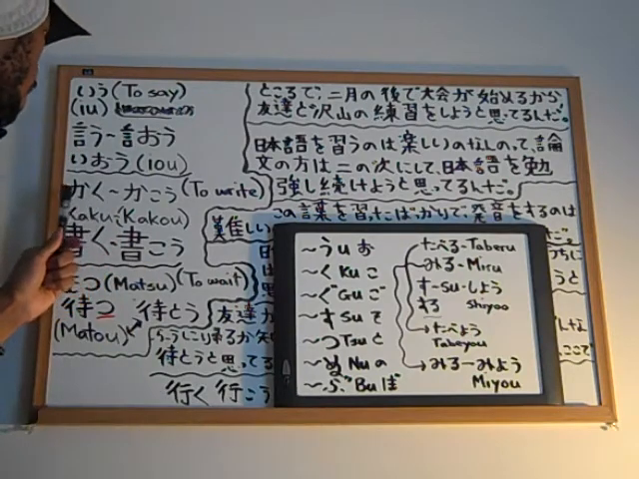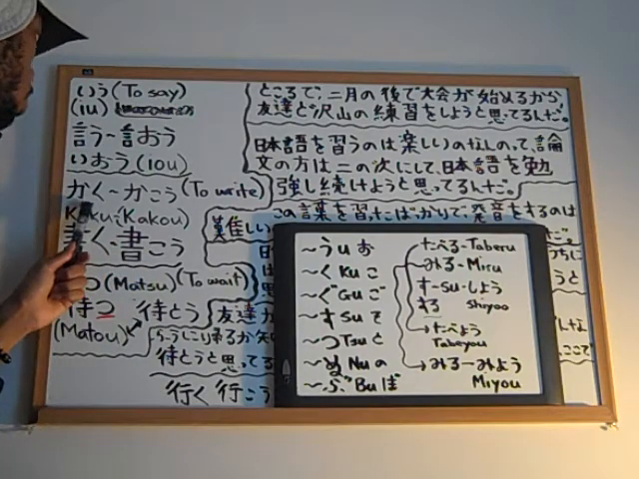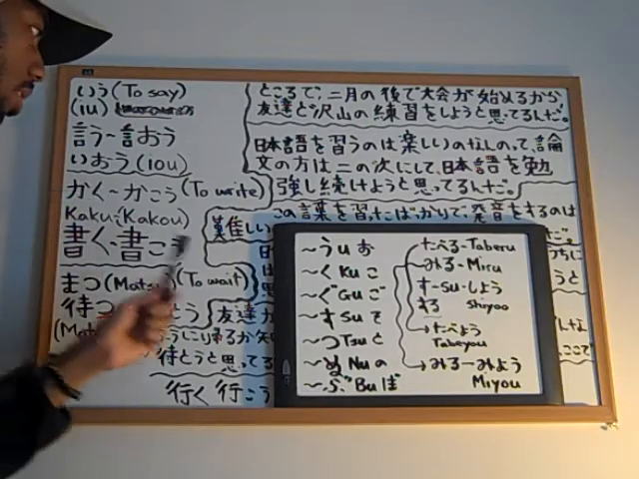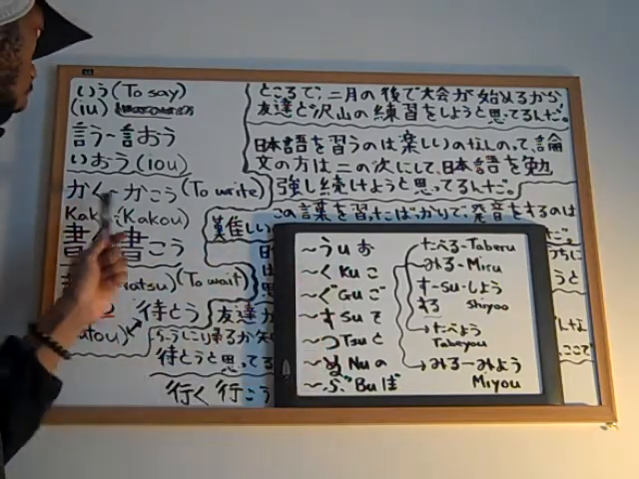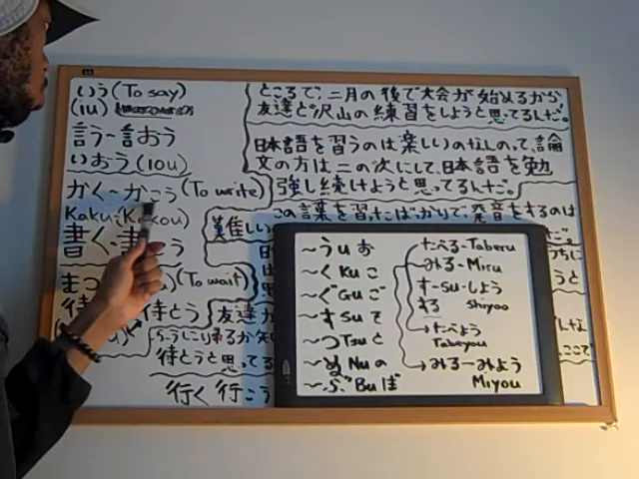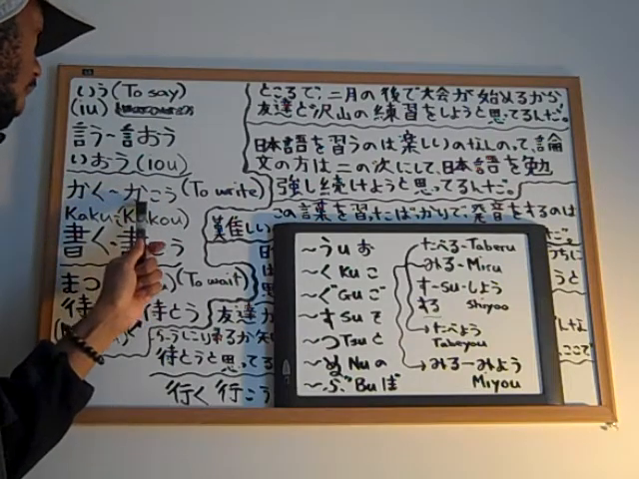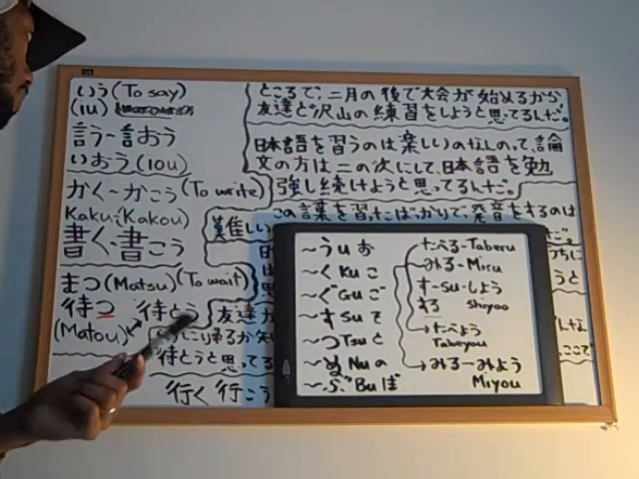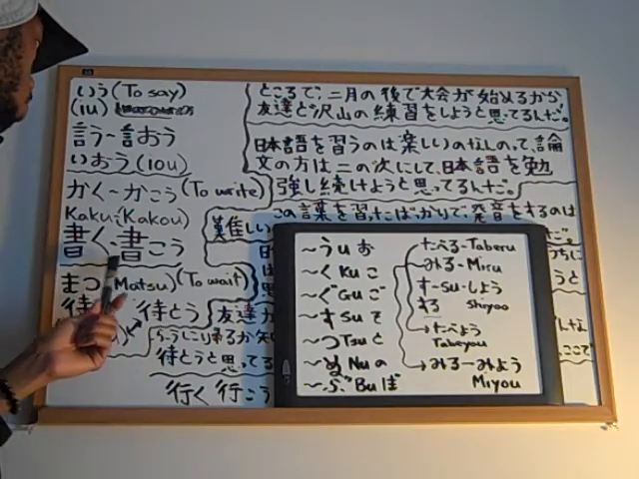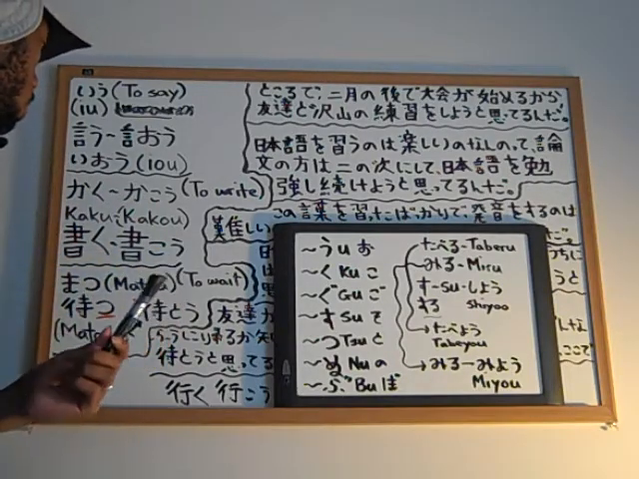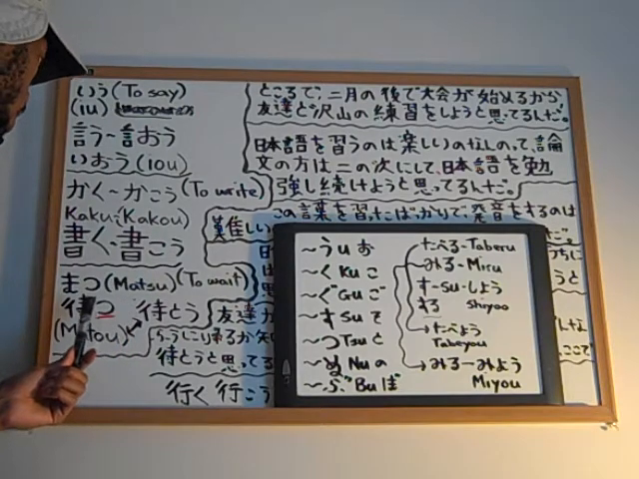Let's see the next one, kaku. Kaku, we said it ends with ku, so it becomes ko. So kaku, kako. Kako, to write. And if I say kako, let's write. And here's the kanji, kaku, kako. Okay. Let's see the next one.